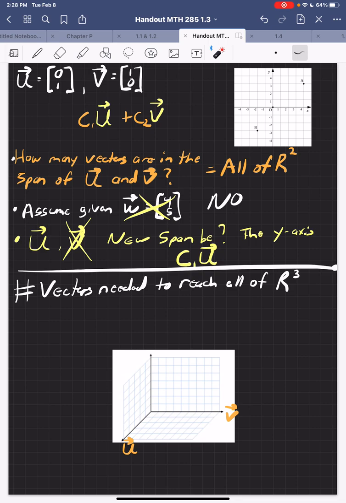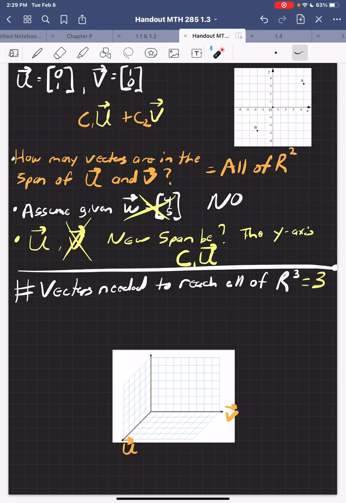Well, clearly you need 2 vectors to reach all the points in 2 dimensions. Likewise, you would need 3 vectors to reach all the points in 3 dimensions. Now, can it be any 3 vectors? Absolutely not.